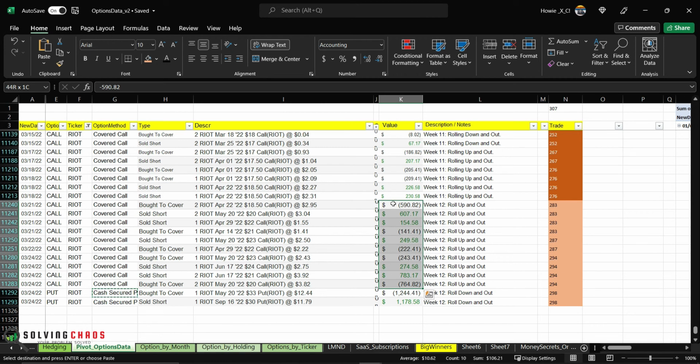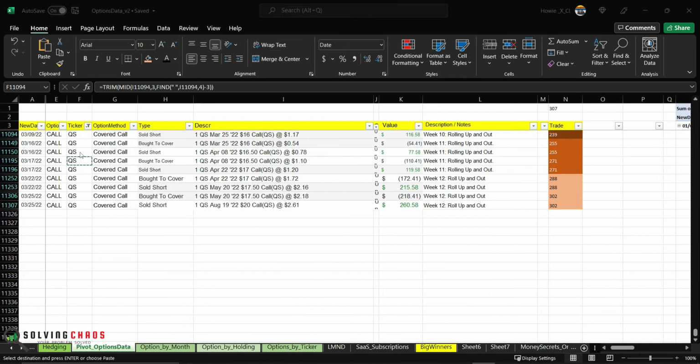Actually, I think I see it. In all cases, I'm rolling it up and out. So Riot has been on a run. I think it was close to $18 in the beginning of the week, and I think it ended the week around $20. So I've been trying to get ahead of it by rolling this up and out. But that's just one trade. So far, Riot looks like it's a good trade for me. I'm going to keep on playing it.